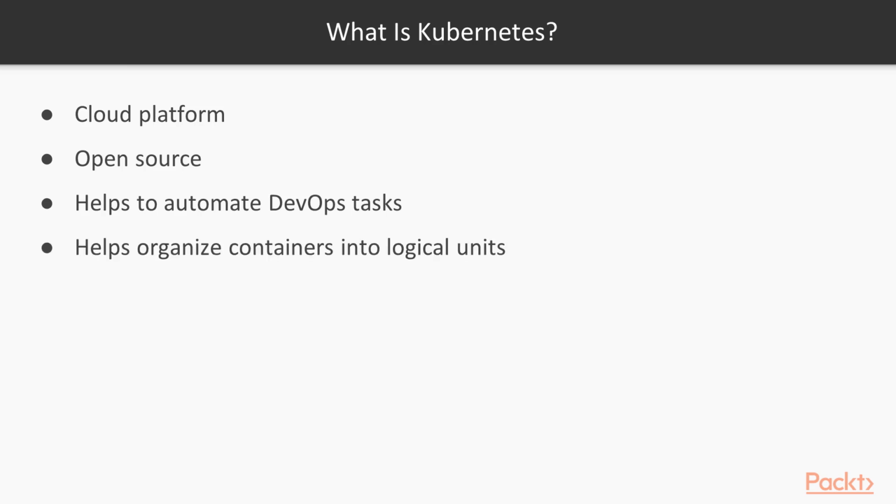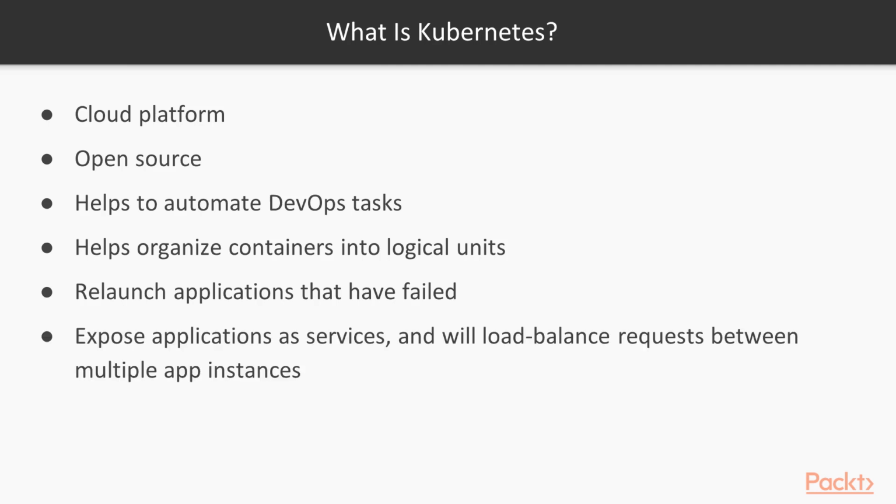Kubernetes also helps in organizing containers into logical units that are pods and nodes. It will relaunch applications that have failed using a pattern called self-healing. Kubernetes will expose your applications as services and will load balance requests between multiple application instances.